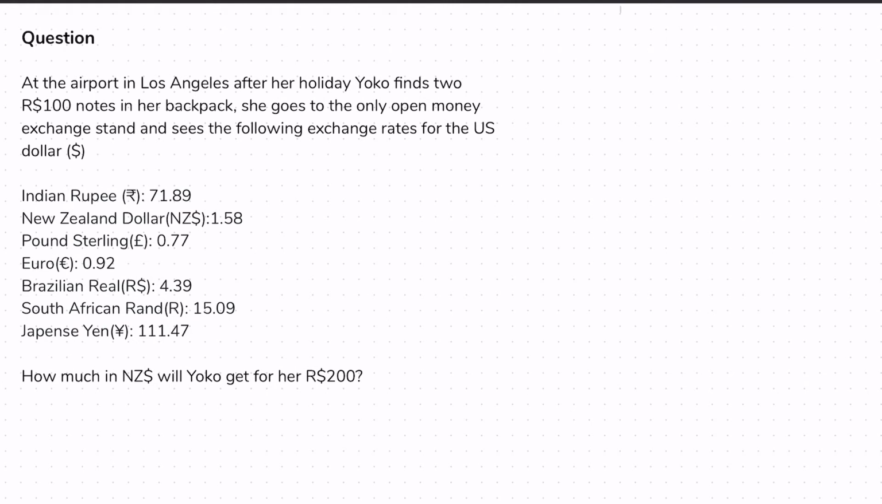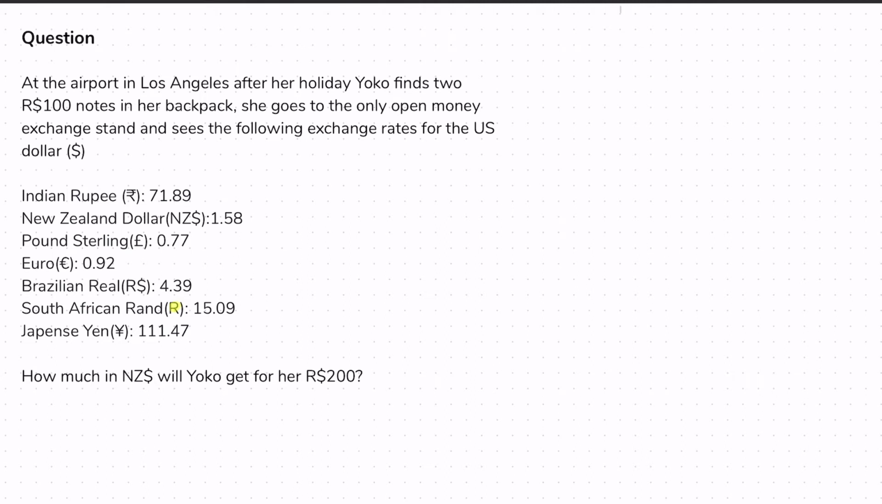Okay, this next question here can be quite the information overload. But anytime you go to an airport, you're going to see a lot of different currencies and different exchange rates. So what we're going to need to do is figure out which ones are relevant. So let's read through this question first. At the airport in LA, after her holiday, Yoko finds 2 $100. So immediately, I don't know what this means. So I'm going to search through the exchange rates to see what it could be.